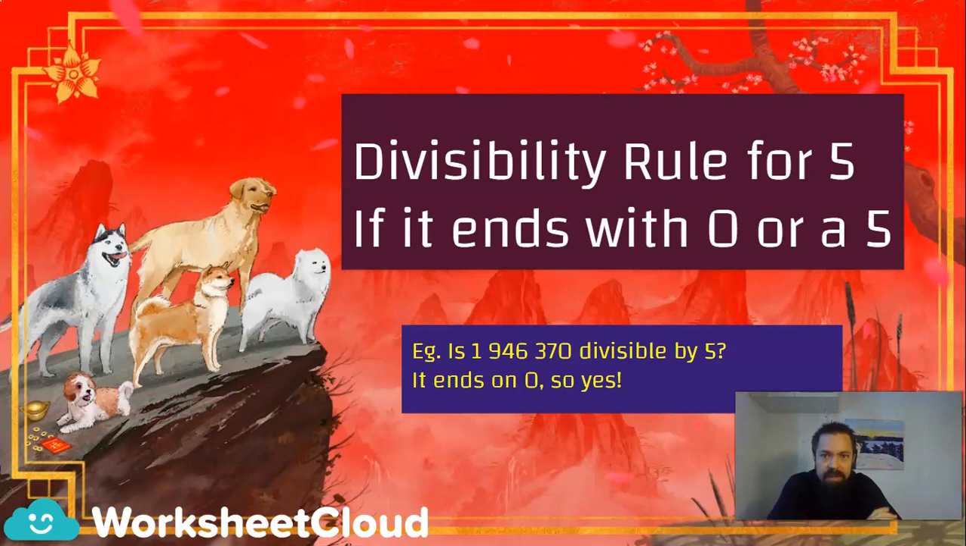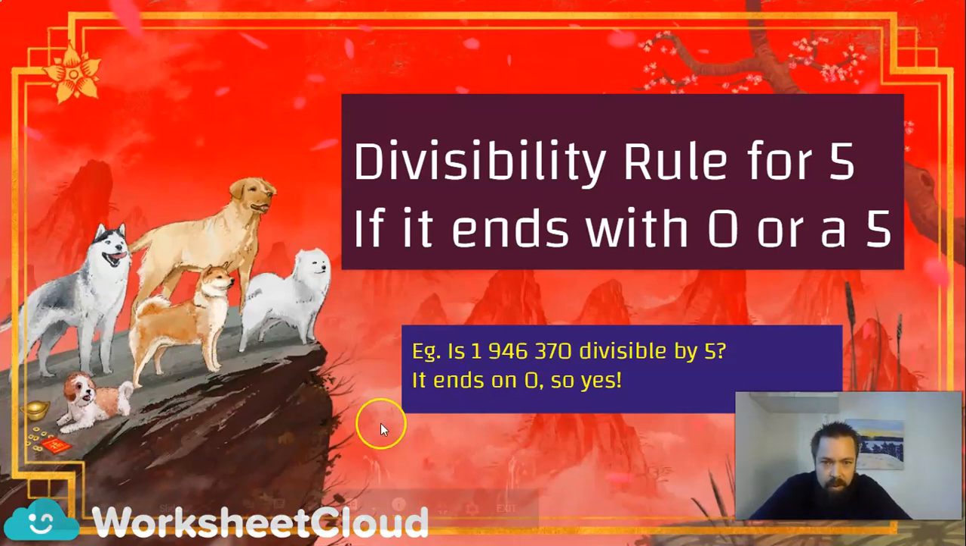And if you think about the 5 times table, I'll do the 5 times table and listen for all of the numbers that I say and see what they end on. They will either be a 0 or a 5. So 5, 10, 15, 20, 25, 30, 35, 40, 45, 50, 55, 60. So they're all either ending on a 0 or a 5.